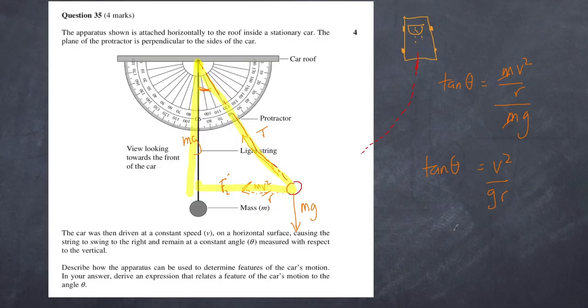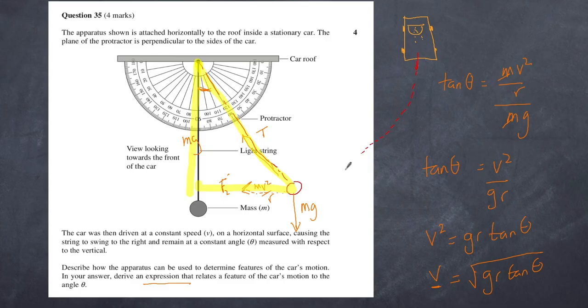If I rearrange that looking at the features of the car's motion, we're interested in v, so I'm going to make v my subject here. So v squared now becomes gr tan theta. And finally, I can square root both sides, and I get v equals the square root of gr tan theta. And now I have derived an expression that relates a feature of the car's motion, in this case its velocity, to the angle. And there it is, there's the formula. So that is your final answer.